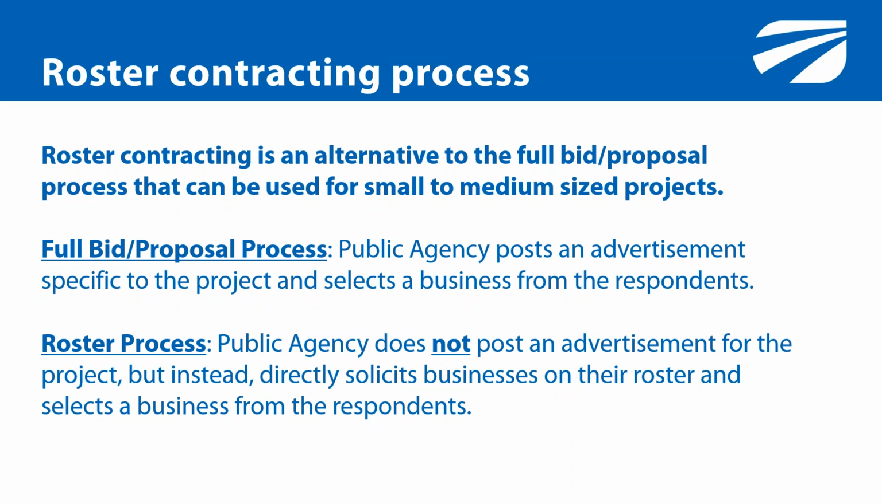So in the full bid process, an agency would post an advertisement for the specific project, usually in a local newspaper and with the Daily Journal of Commerce or Business, and then they would pick businesses from the respondents based on that advertisement that they posted. But if an agency uses a roster process, they'll not post an advertisement like that. Instead, they're just going to search their roster by service category and contact businesses directly about the project.